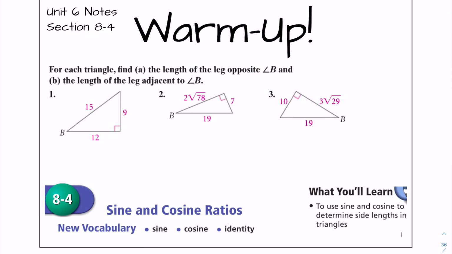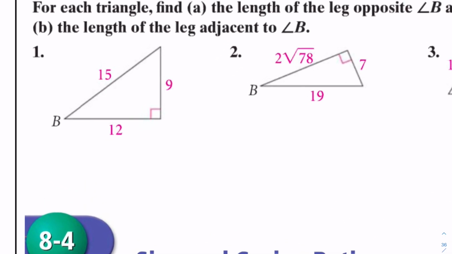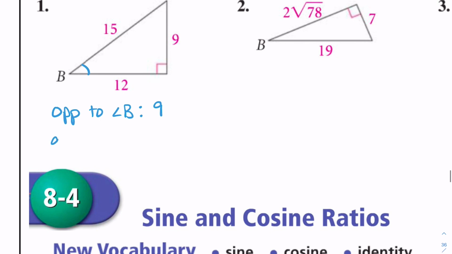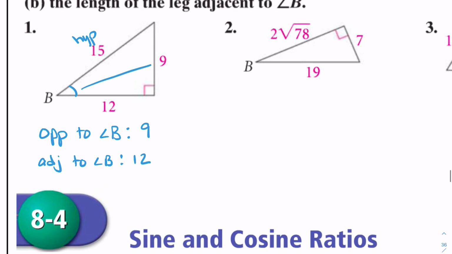I'll do the warm-up with you. For each triangle, find A, the length of the leg opposite angle B, and B, the length of the leg adjacent to angle B. Okay, so here's angle B. The opposite side, opposite to angle B, is 9, and adjacent to angle B is 12, because here the hypotenuse is always 15. So here's our opposite and our adjacent.